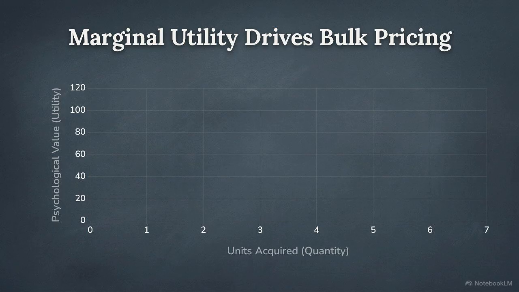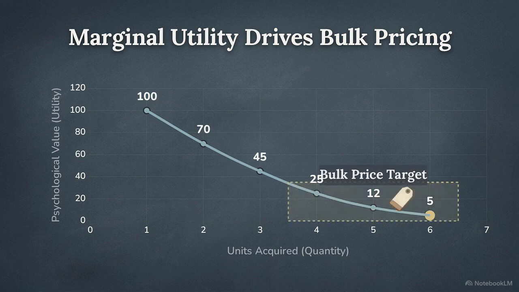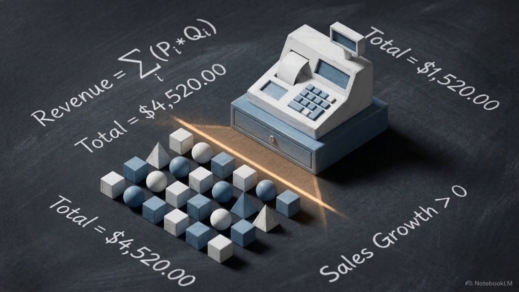This chart tracks a product's psychological value as a consumer acquires more of it. With each additional unit, marginal utility steadily drops. Bulk pricing targets this downward slope, lowering the per-unit cost to encourage purchases a consumer would otherwise reject. These consumer deals operate as calculated elasticity metrics, deployed to maximize firm revenue from every market segment.